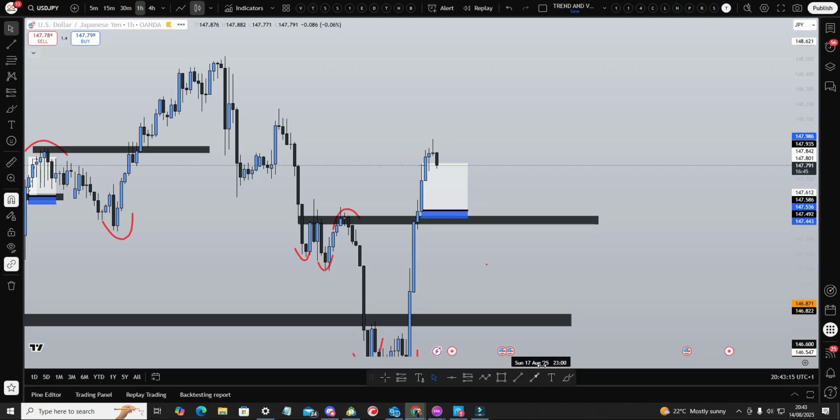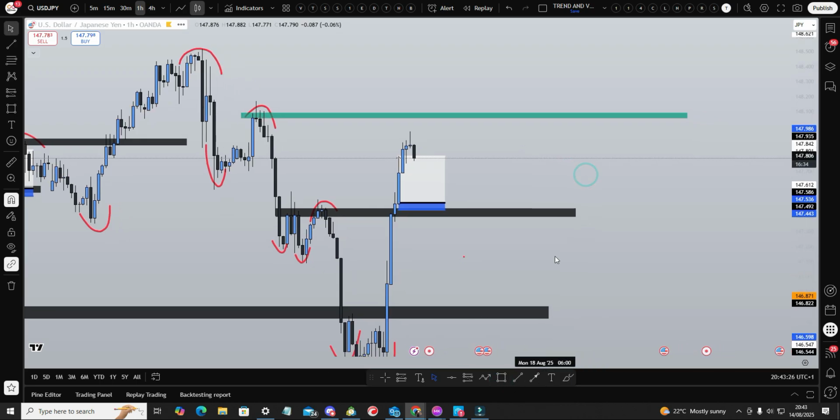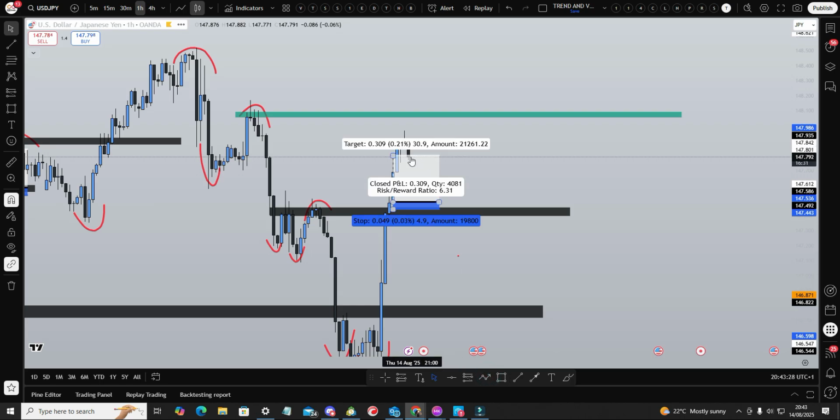So where could we look for price to go from here? That's super simple, right? Super simple. Let's mark it up here. Now don't get me wrong, these won't always work. These won't always work, right?